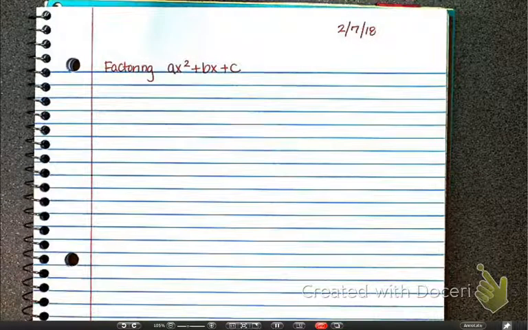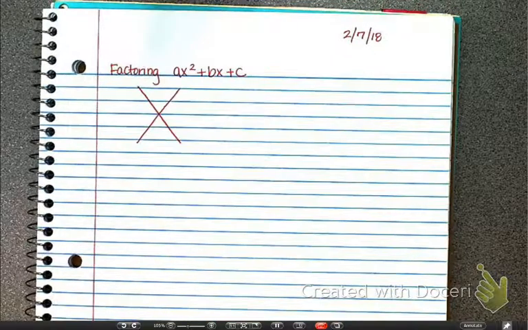So we're still factoring, except today we are factoring with a leading coefficient of something other than 1. So we were able to use the X game when A was 1. Now A is going to be something other than 1. Okay? But we're going to use what we're going to call the super X.